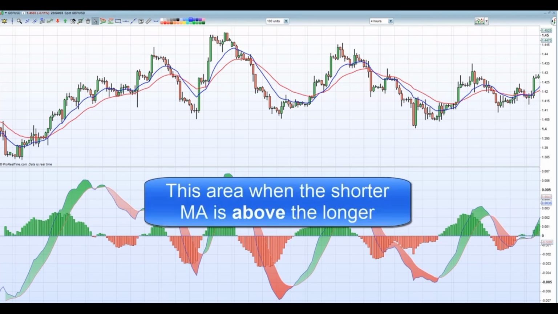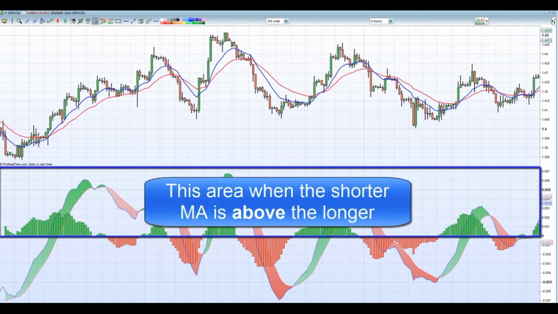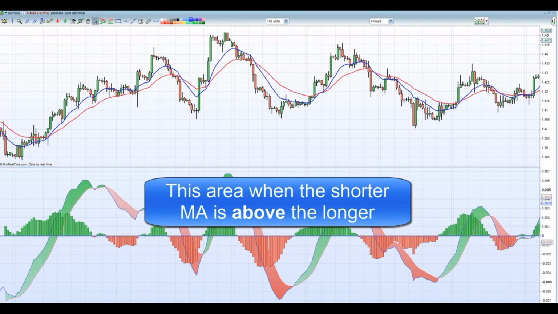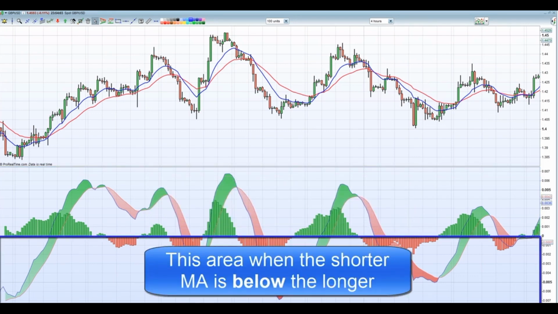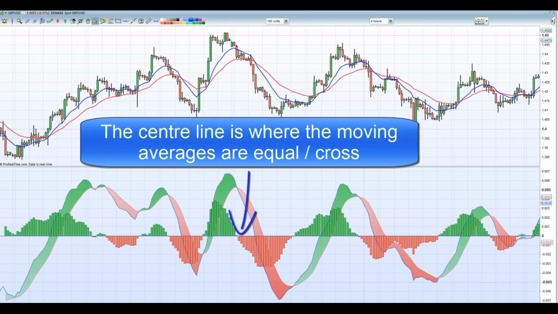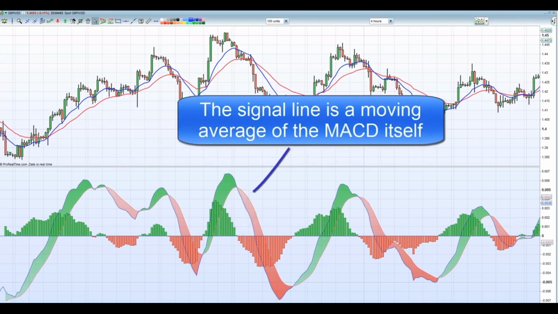When the shorter-term moving average is above the longer-term moving average, this area of the indicator will show activity. When the shorter-term moving average is below the longer-term moving average, this area of the indicator will show activity. The center line, of which the MACD is plotted around, indicates where the moving averages are equal, and when the MACD passes through the center line, this indicates the moving average is crossing.